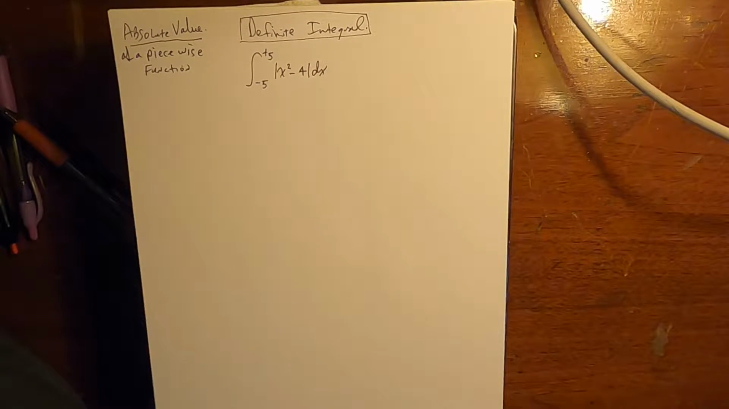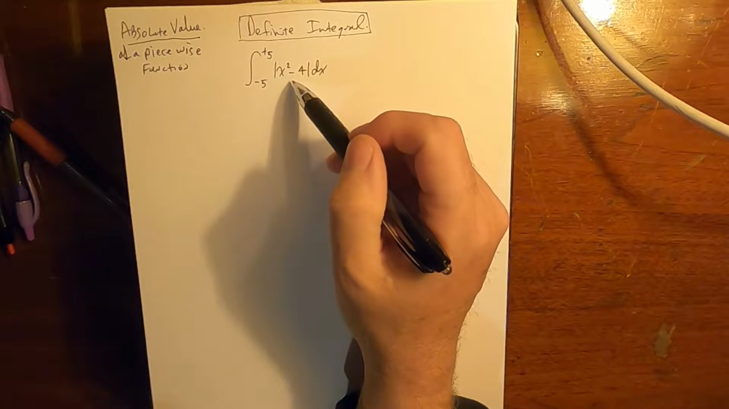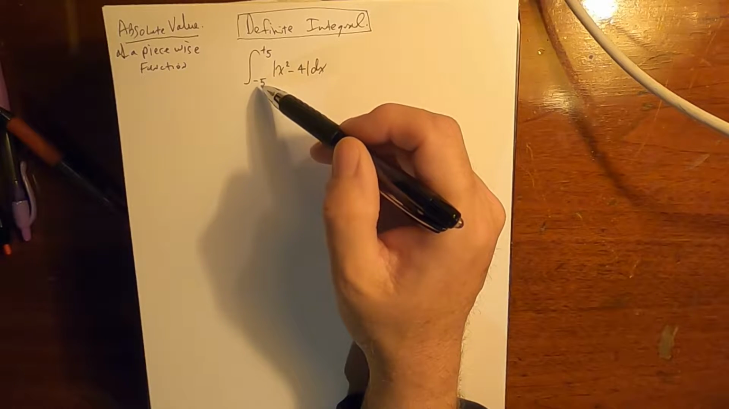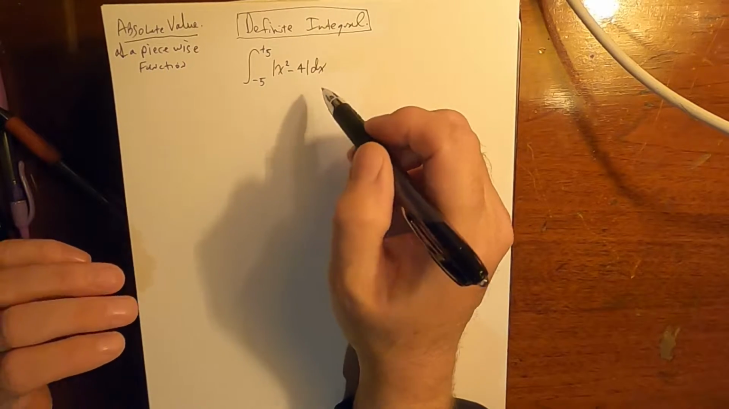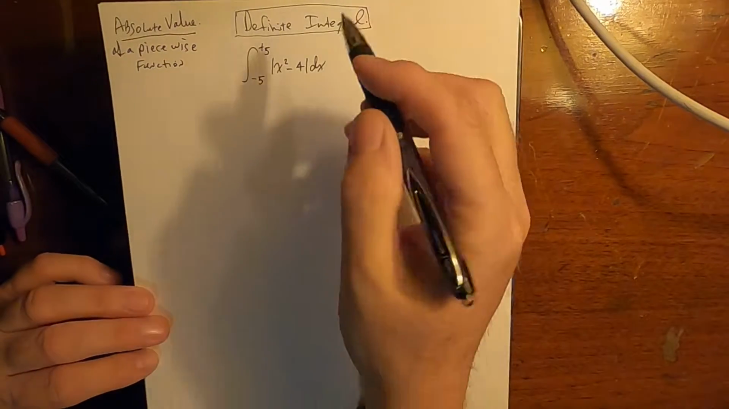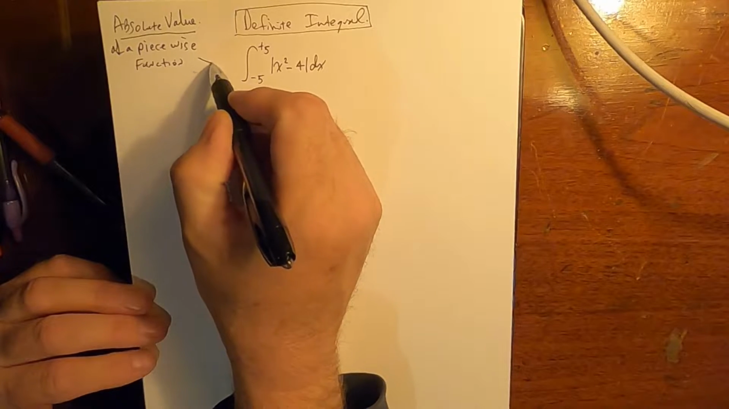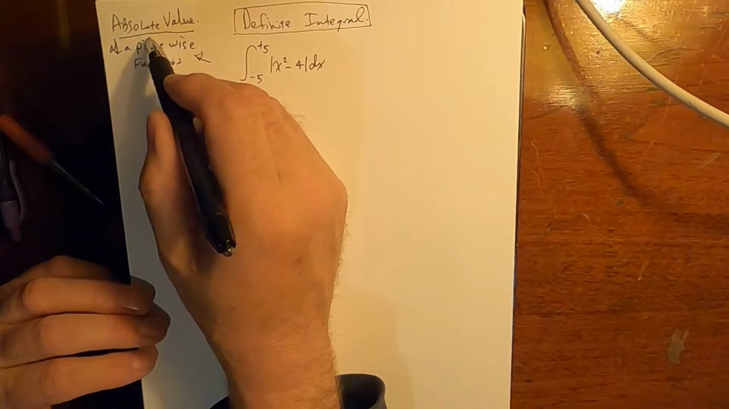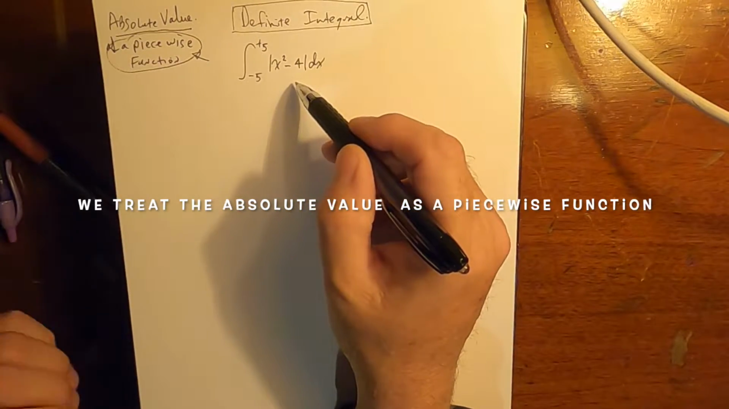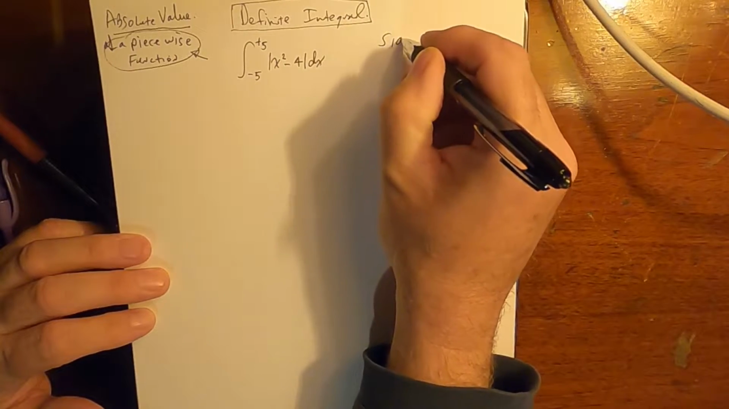Alright, so here we have an integral of the absolute value of x squared minus 4 dx between minus 5 and plus 5. Okay, so first off, we're going to direct ourselves to this idea of a piecewise function, because now we have to know how this is going to work out, and the way I do that is I use what is called the sign chart.